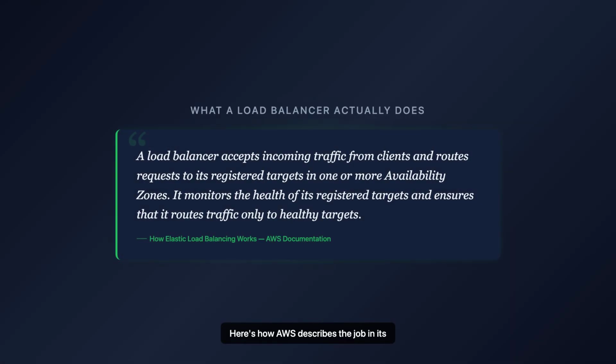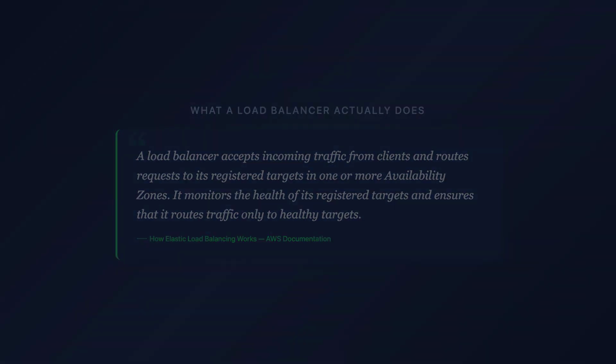Here's how Amazon Web Services describes the job in its own documentation. A load balancer accepts incoming traffic and routes it to registered targets across one or more availability zones. But look at the second half. It monitors the health of those targets, and it routes traffic only to healthy ones. That health monitoring is the whole point. It's what turns a load balancer from a simple traffic splitter into a true high availability mechanism.